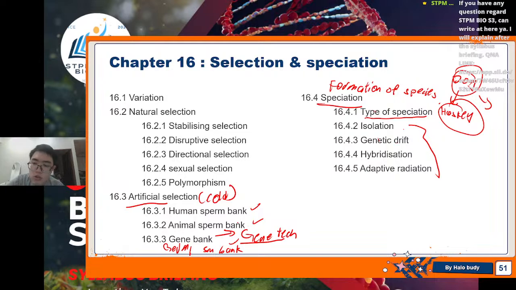Macam mana species tu boleh berjadi? Because of these four. Normally formation of species is based on a species, like that. Ada satu species we know as A. Ini nenek moyang dia lah. Okay, lepas tu daripada sini dia akan keluar B and C.